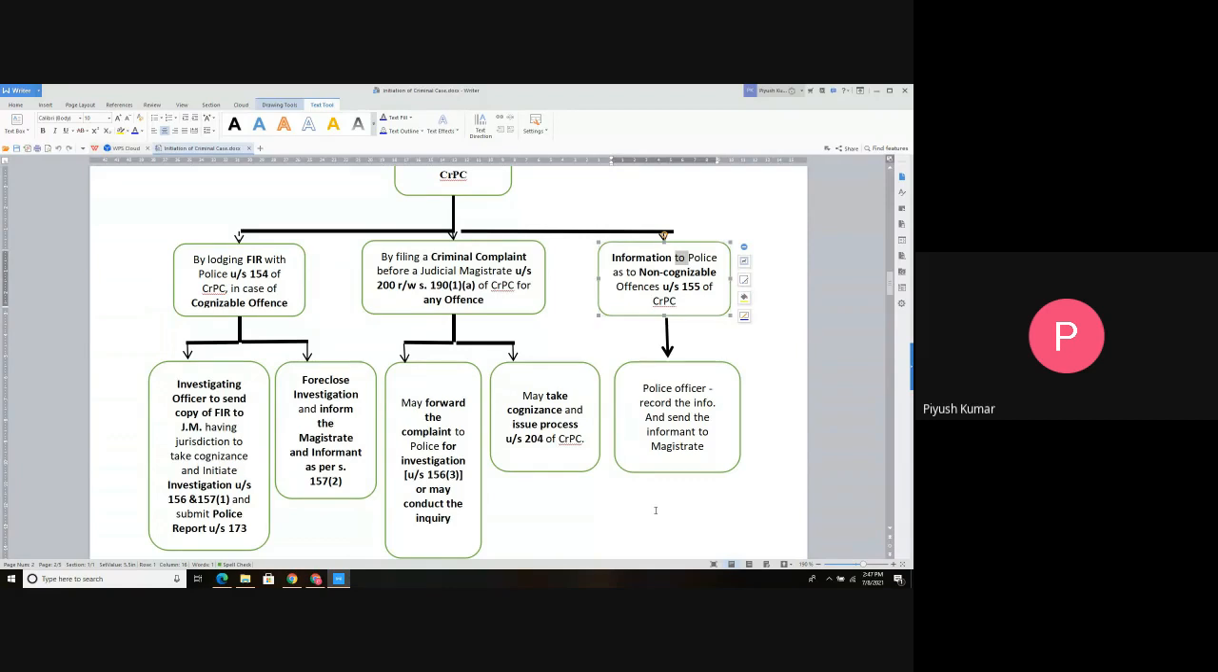एक तो ये तरीका हो गया. दूसरा तरीका है that he can foreclose the investigation. He can foreclose. This is new for us. लेमैन को ये नहीं पता होगा नॉर्मली. ठीक है. So as a law student when we are reading CrPC, this is a new thing for us.